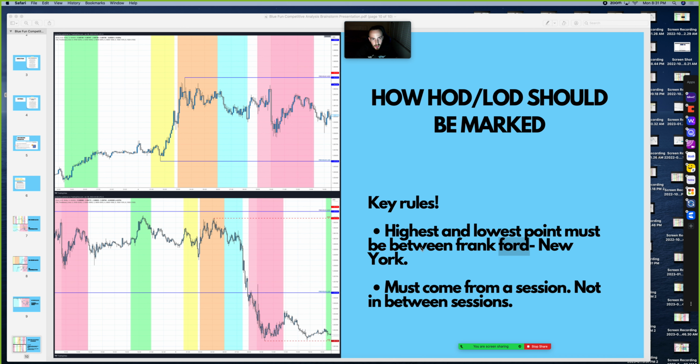These are the key rules. The highest and lowest point must be between the Frankfurt through New York sessions. What does that mean? It has to be in a session between Frankfurt through New York, and it cannot be the Asia session. Asia session does not count.